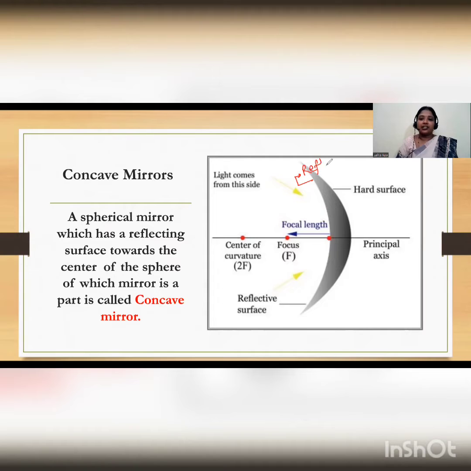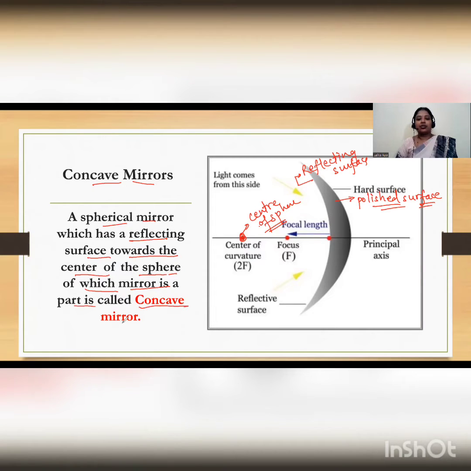This is the center of the sphere from which this mirror is made. When the reflecting surface is towards the center of the sphere, such a mirror is known as a concave mirror. You can see this hard surface is actually the polished surface. The outward bulging part is the polished part, and the inward part which is towards the center of the sphere is reflecting.